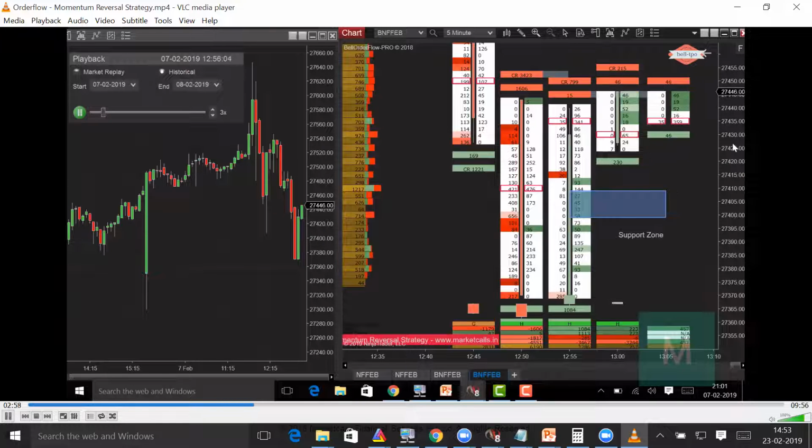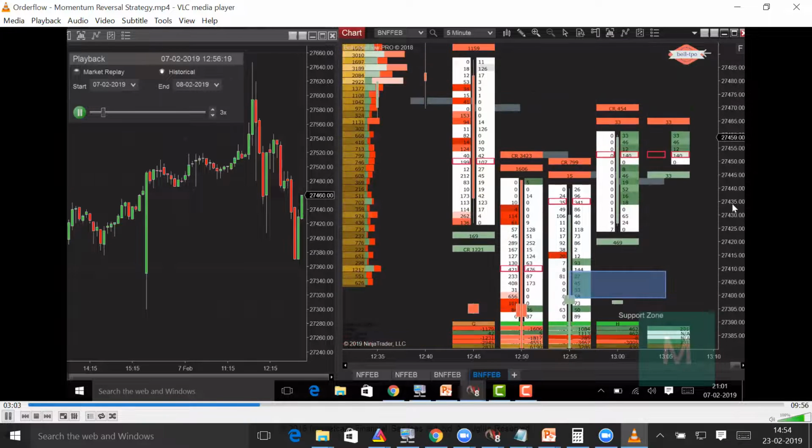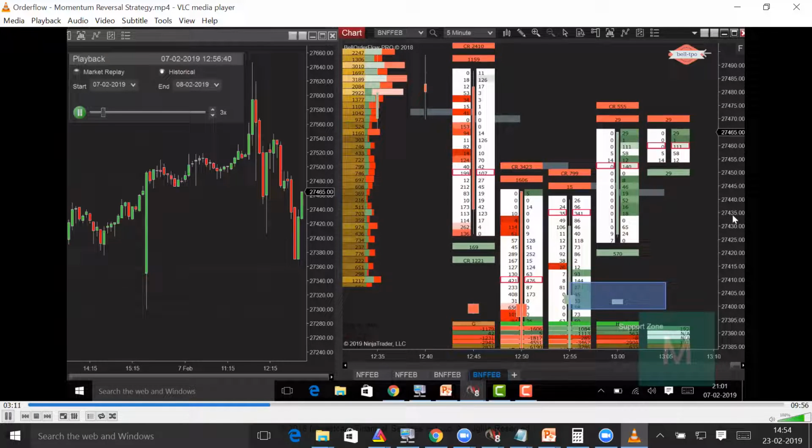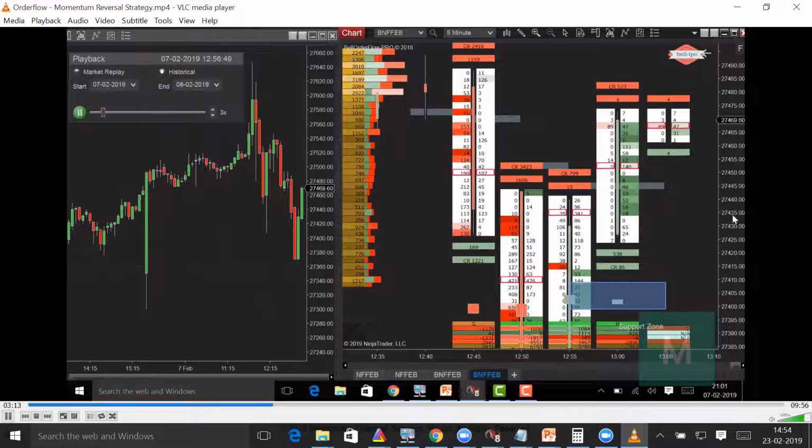Once more, initiative buyers are stepping up again. And initiative to initiative can happen anywhere, not necessarily at the day high or a day low. It can be an intermediate low, also intermediate high. But trap buyer or trap seller should be at the day high, right? And moreover, momentum auction reversal also should happen at the day high or a day low. Whereas in this case, it's initiative to initiative.